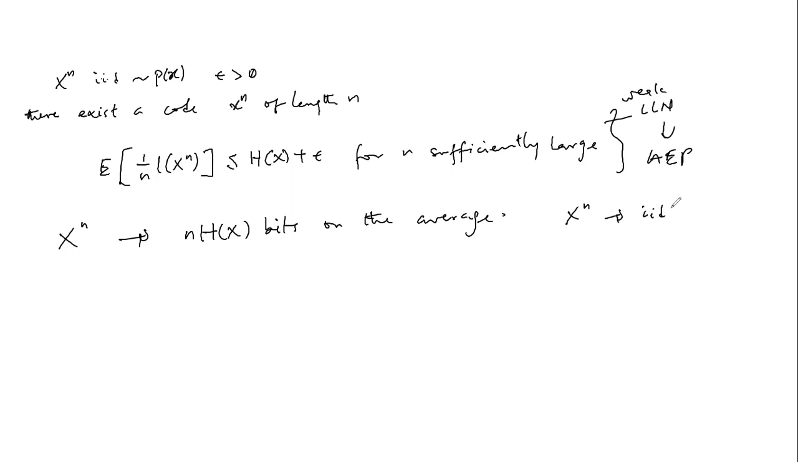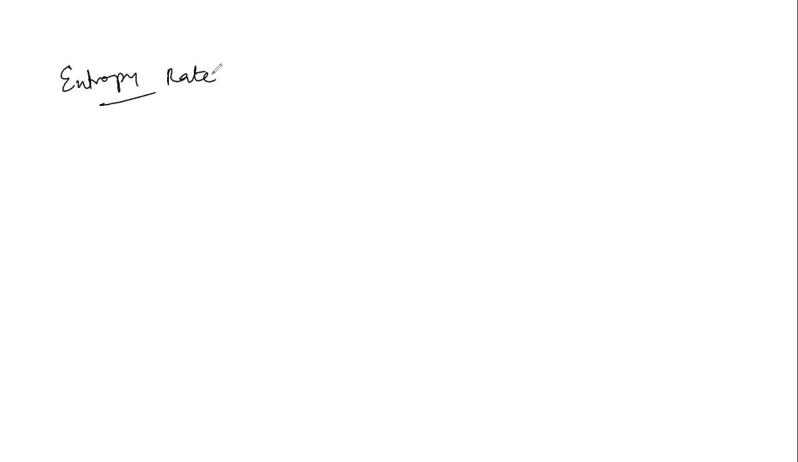Good. Now, what happens when the random variables are dependent? That brings us to the entropy rate. The entropy rate of a given sequence of random variables is the measure of the growth of the entropy of the sequence with time. So we can talk about the growth of the entropy of the sequence with respect to time. Based on the AEP, as we already observed, n H of X bits on the average may be sufficiently used to describe a random variable that is independent and identically distributed. Good.